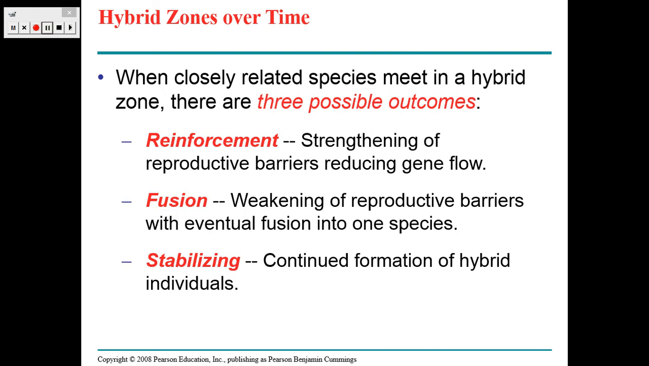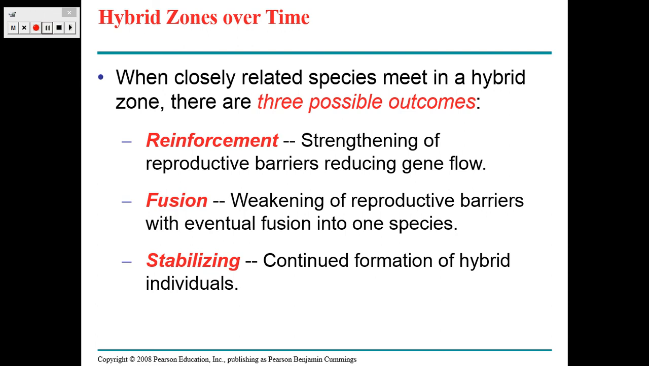Now, if I were to look at the different hybrid zones over time, giving them time, you would see that there are three basic outcomes. Given enough time, one of these three things would happen. Either there is a strengthening of a reproductive barrier, we call that reinforcement, which reduces gene flow because the hybrids are less fit than the parents, and so natural selection acts upon that. The relative fitness is lower than the parents, and so the hybrids are the ones that die off because of natural selection. And so that would be reinforcement of the two different species.